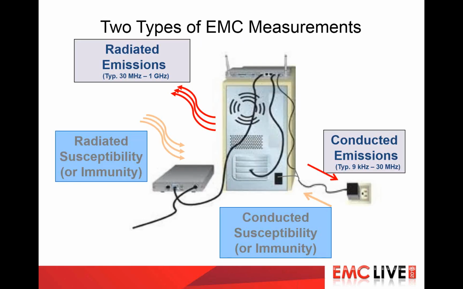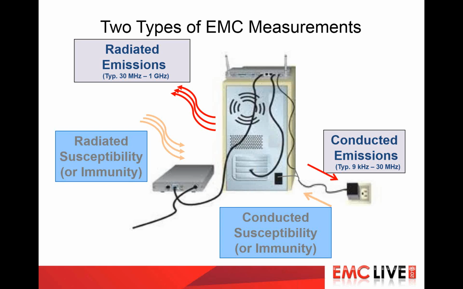There are two types of EMC measurements that we're going to focus on here. We're focusing on radiated emissions and conducted emissions. Now there are two other types of testing: susceptibility or immunity, for radiated and conducted.